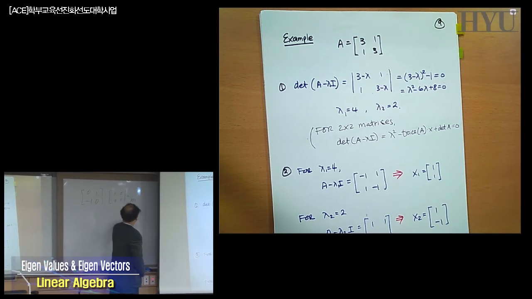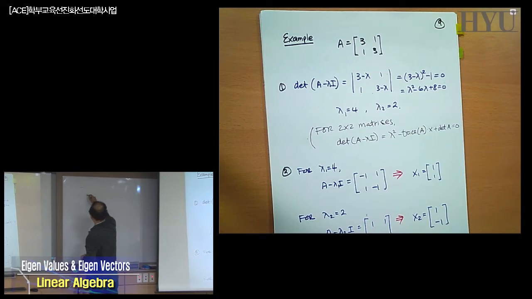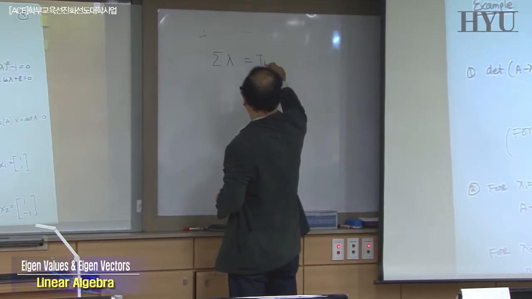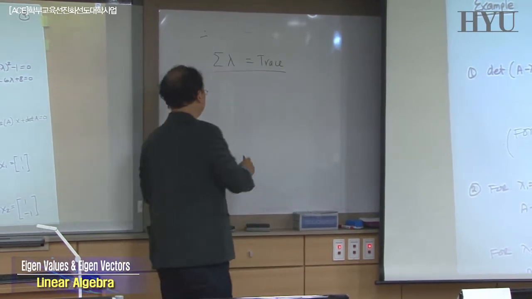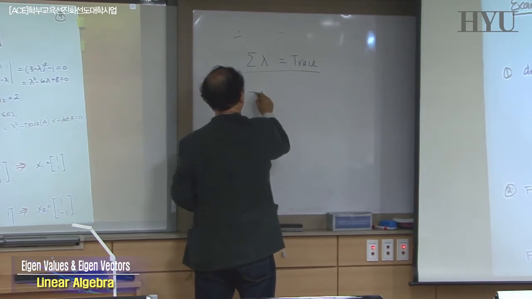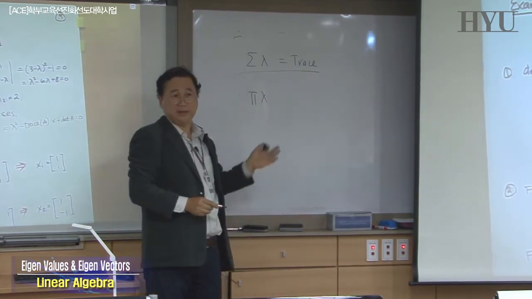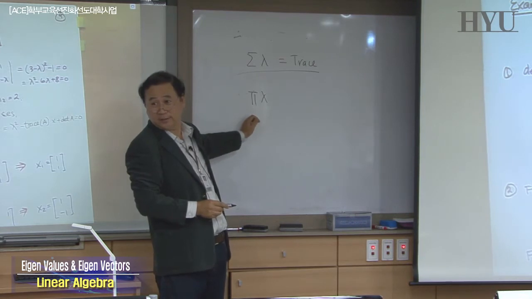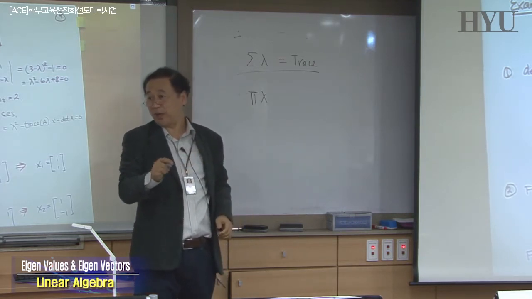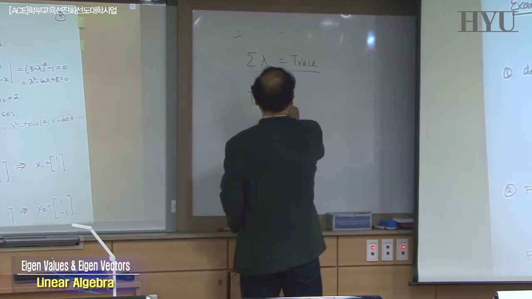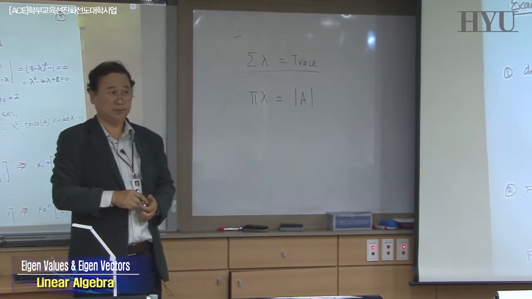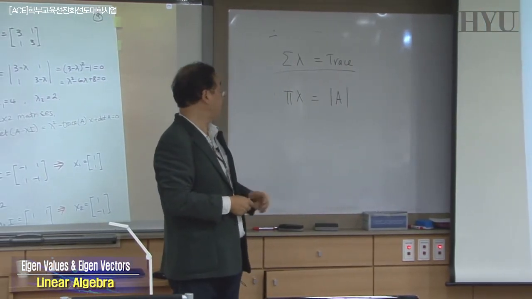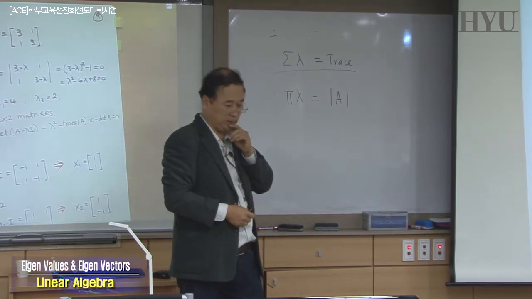Okay, another property. When you take the sum of lambda, I say this is equal to the trace. This is one property of lambda. The other one is the product of lambda, right? You know this symbol, right? Lambda 1 times lambda 2 times whatever up to lambda n. This is the determinant of this matrix. So sometimes, using this formula, you can find them.